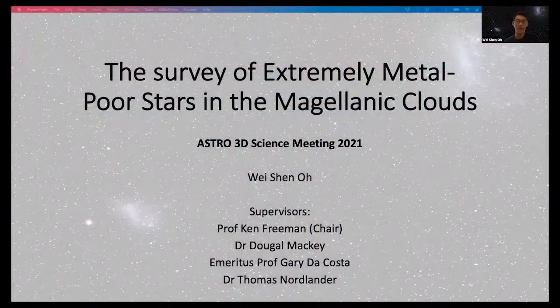Good afternoon, everyone. I'm Wei Shen, a second-year PhD student at the ANU. Today I'll be talking about the survey of extremely metal-poor stars in the Magellanic Clouds. My supervisors are Ken, Dougal, Gary, and Thomas.